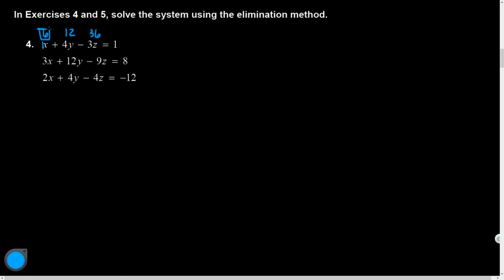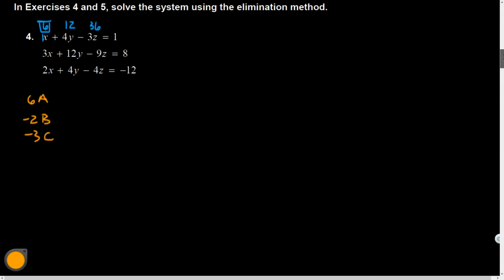So I'm going to go for opposite x's there. So what would I need to do? I'd multiply the top equation by, I guess I could make that one the negative. That doesn't matter. I'll make it positive. So I would have done 6 times a. This one I would have multiplied by negative 2. And this one I would have multiplied by negative 3. And then I would have combined and gone from there.